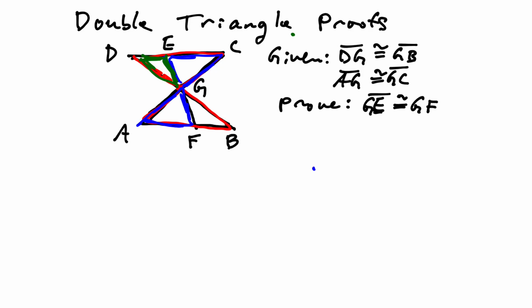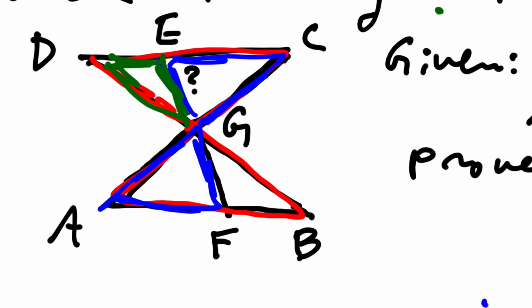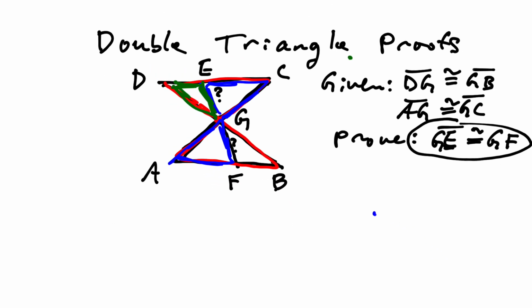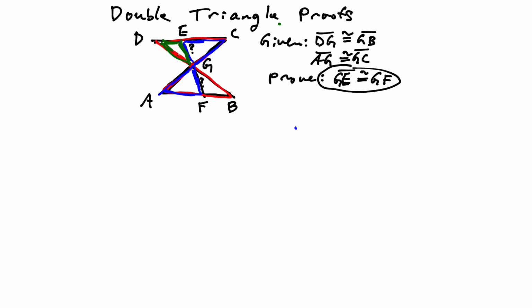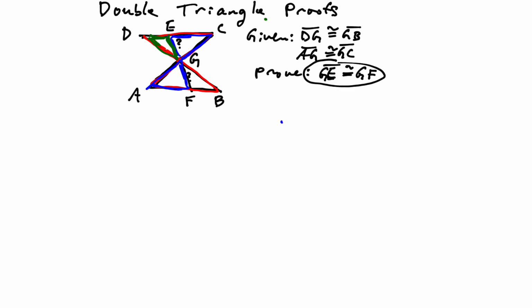So there's a lot of triangles in this picture. Since the goal is to prove that GE is congruent to GF, which is this side and that side, it seems like we either want to prove the blue triangles congruent or the green triangles congruent. That seems to be the plan. Let's say I'm going to try to prove the blue triangles congruent. What would that look like?